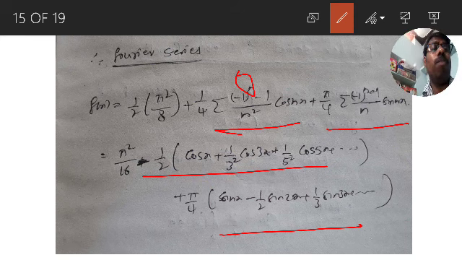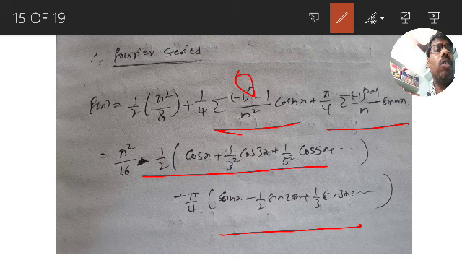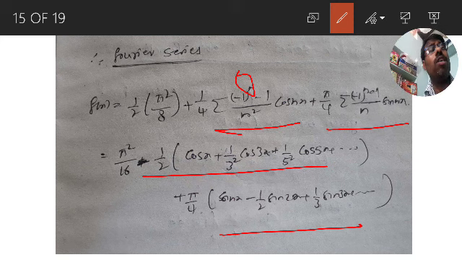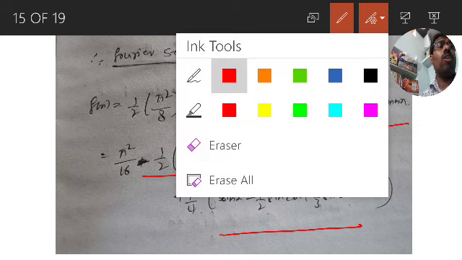And what is the bn term? Plus pi by 4 into sin x minus 1 by 2 into sin 2x plus 1 by 3 into sin 3x minus 1 by 4 into sin 4x plus 1 by 5 into sin 5x, alternately plus and minus, you will get. So this is a Fourier series for the given discontinuous function.